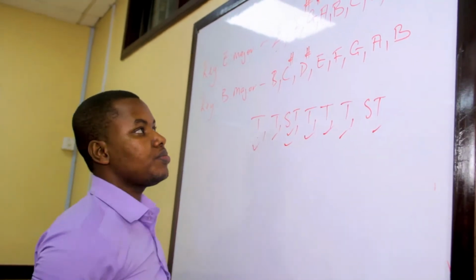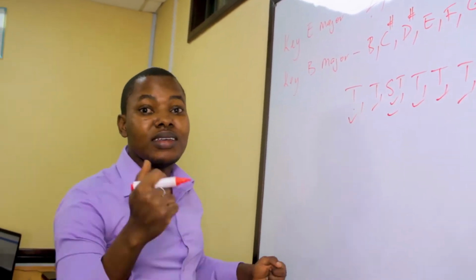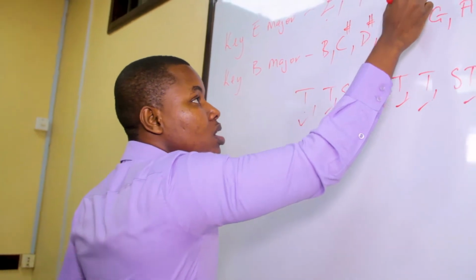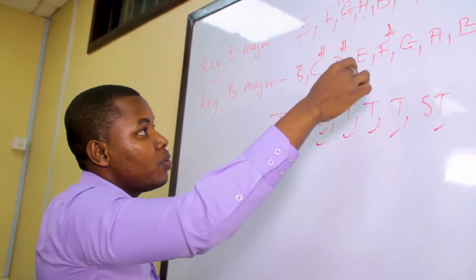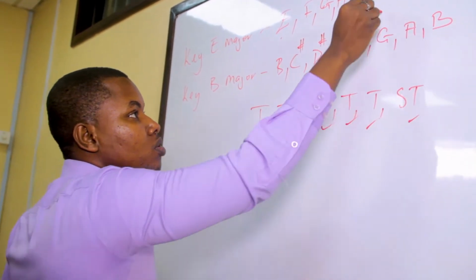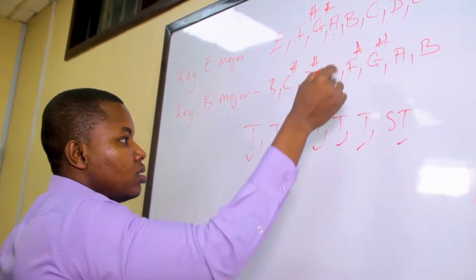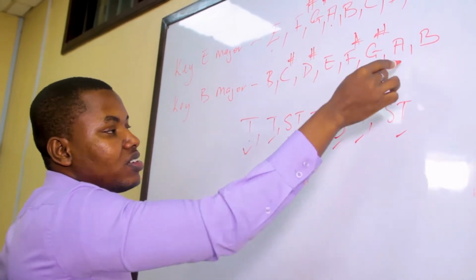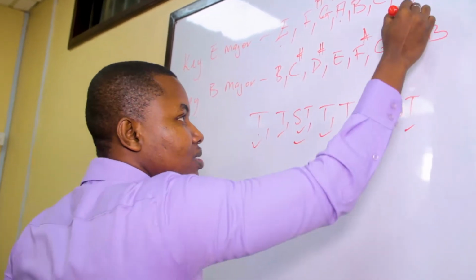E to F, is it a tone or a semitone? It's a semitone, but we need a tone. So what do we do? We sharpen the F like we've been doing before. Now F sharp to G is a semitone because it's half of the tone. What do we do? We sharpen the G to get our tone. We need another tone. G sharp to A is a semitone. What do we do? We sharpen the A.